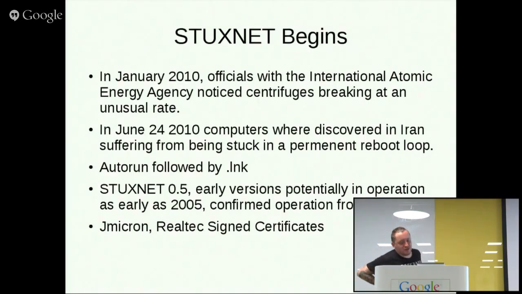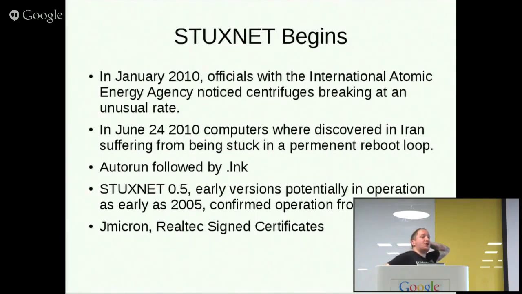So in January 2010, officials with the IAEA noticed that the centrifuges were going bad at a strange rate. Six months later, some computers were discovered in Iran suffering from a permanent reboot loop, and this is where Stuxnet was first noticed: a reboot loop that they couldn't work out. They cleaned the computers and reinstalled everything. I guess Stuxnet must have had a bug in it, because that's not the goal of Stuxnet, but that's how they found it.